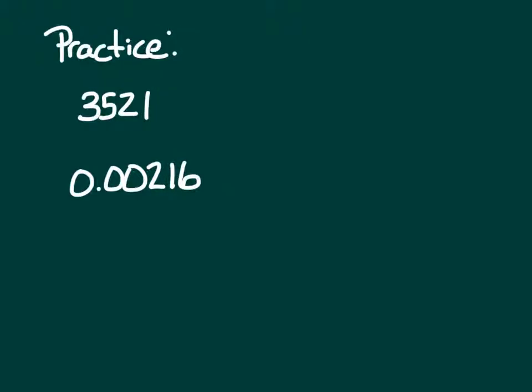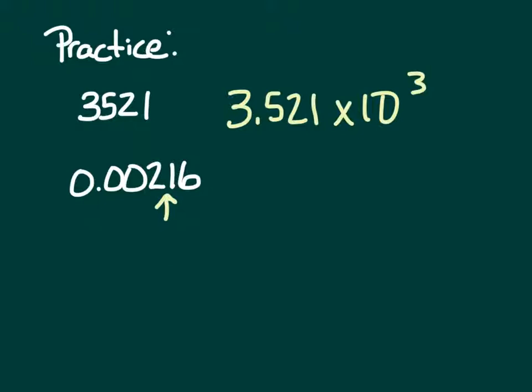So now we can practice on a couple. We've got this number 3521, and so the decimal would be after the 1. We have to move it over to where? That's right, in between the 3 and the 5. So this is going to be 3.521, and then we're going to put times 10 because we moved it. So times 10 to the, what is it? The third, positive 3. This one, we'd move the decimal to right here between the 2 and the 1. So this is going to be 2.16 times 10 to the negative third. There you go.